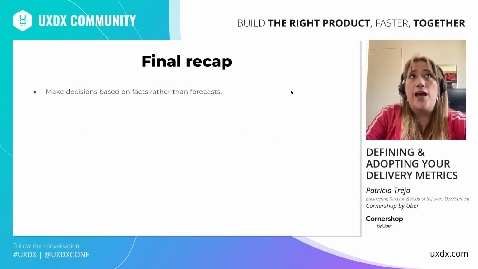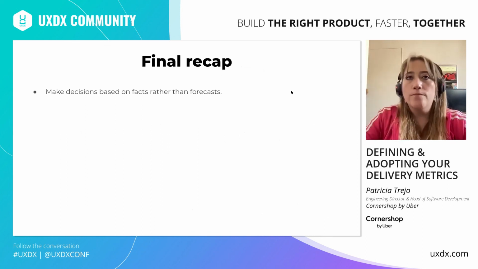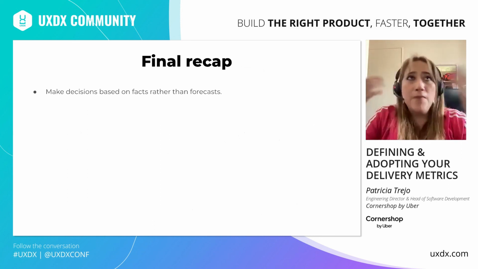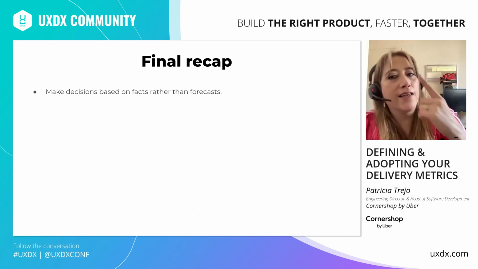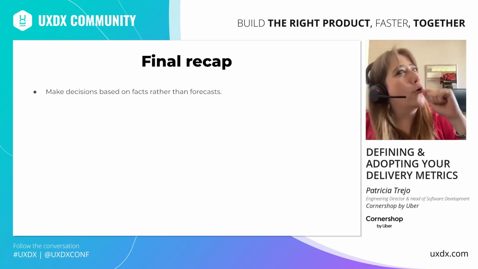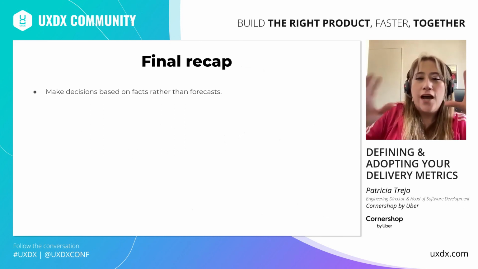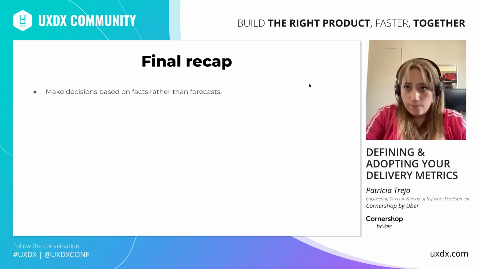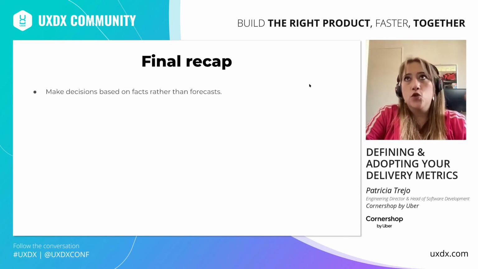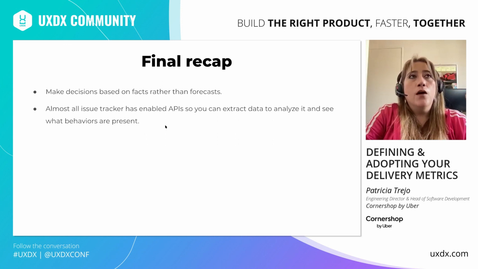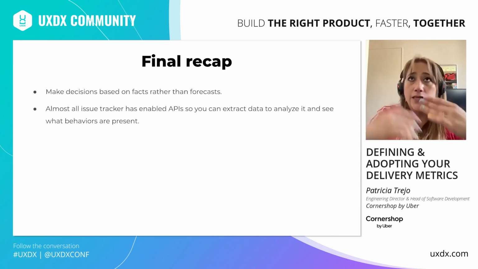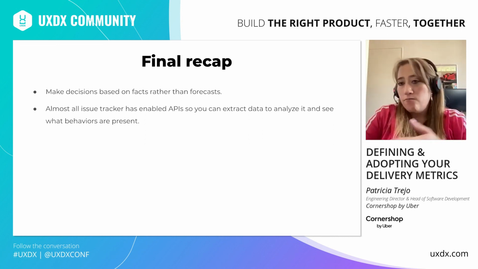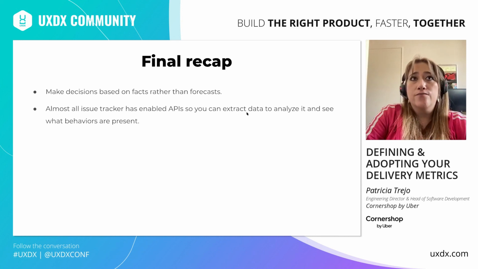And just as a final recap, some important points. First of all, make decisions based on facts rather than forecasts. Please, if you have facts, if you have data, it's much better than saying, I don't know, I think this could work, or I think that we are not doing things right. So please, if you have data, use it. It's a super powerful tool. Almost all issue trackers have an API, so you can integrate with the API and extract the data to analyze it and see which behaviors are present.